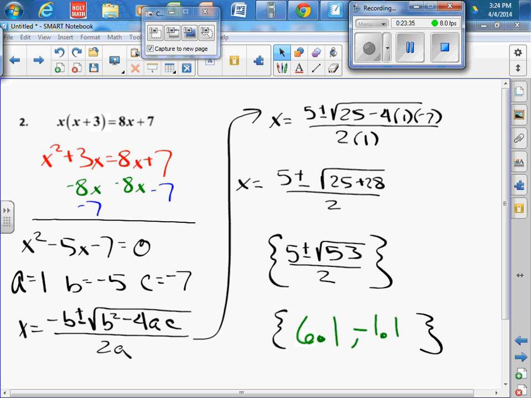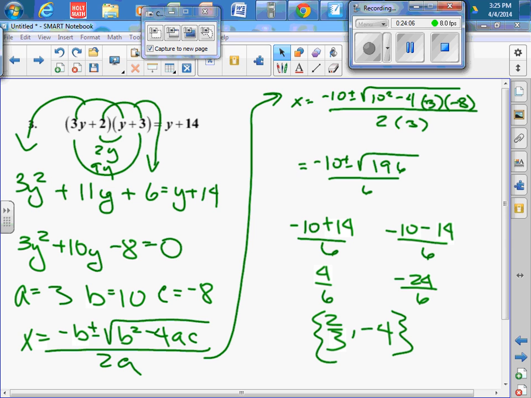Here in number 2, again, we're going to have to use the distributive property and come up with x squared plus 3x, and subtracting 8x and subtracting the 7 in order to get 0, we get negative 5x minus 7. So a is equal to 1, b is equal to negative 5, c is equal to negative 7. We get 5 plus or minus radical 53 over 2, which are decimals 6.1 and negative 1.1. Again, pause your video and copy as you need.